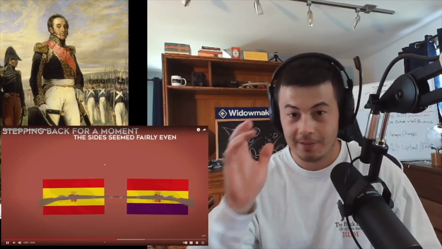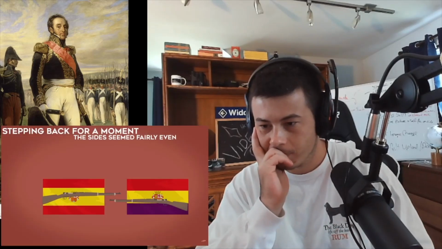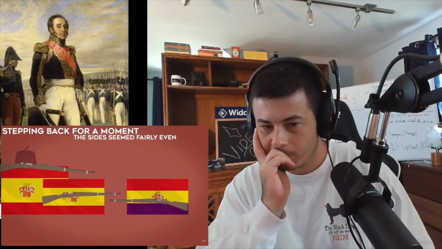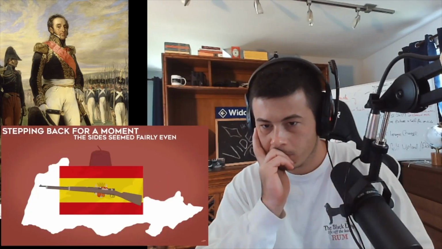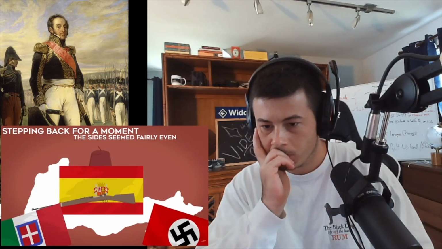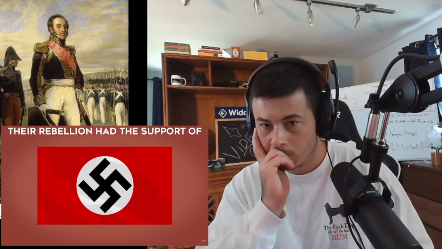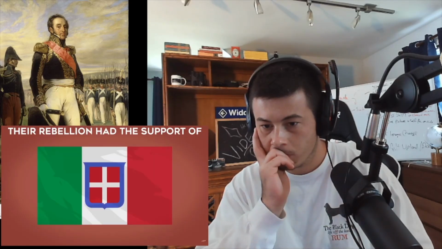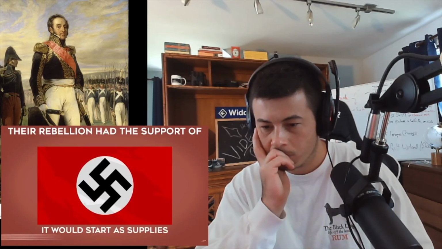Stepping back for a moment, the sides seemed fairly even. The nationalist trump card was their disciplined Army of Africa, currently in Morocco. So how would they get the army into Spain proper? With Italian and German transports, of course. Their rebellion had the support of Nazi Germany, Fascist Italy, and to a degree, Portugal. It would start as supplies, but it would escalate to volunteers as the war progressed.